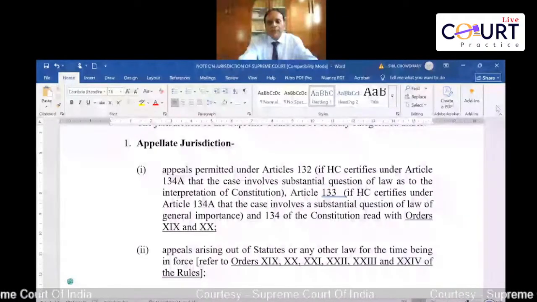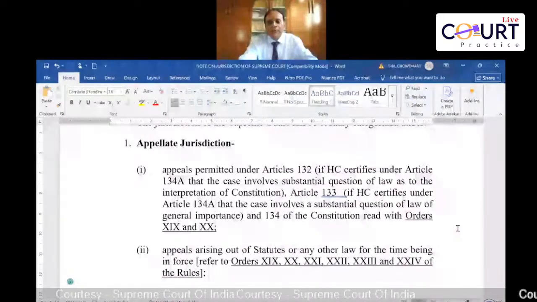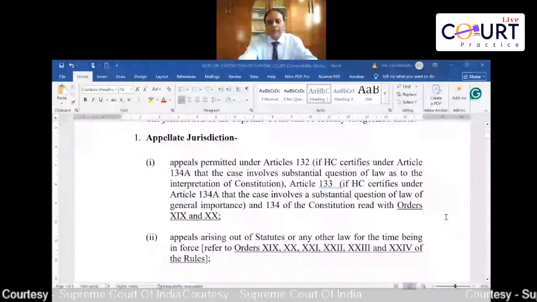What is the case which involves a substantial question of law of general importance? A question of general importance is a question which will not only affect the parties, but will be of large ramification. So these are the appeals under Articles 132 and 133.